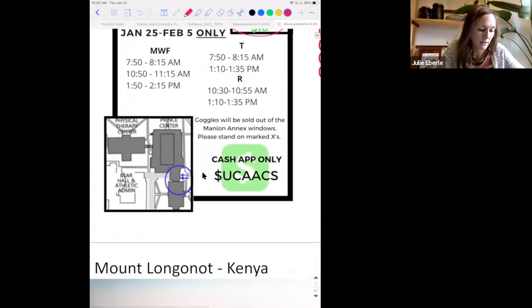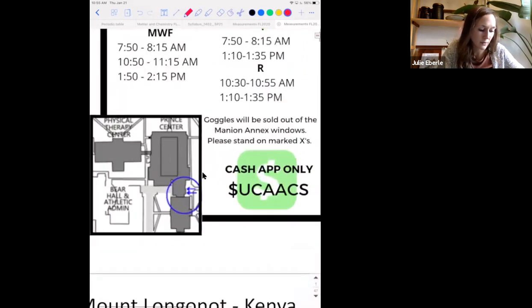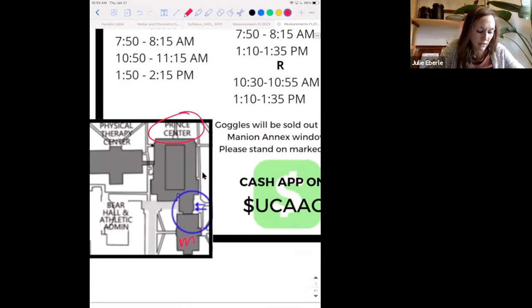Okay. Here is the Prince Center. And then here is Mannion Hall. And the annex is right there. There's a little sidewalk that juts in. If you're walking behind Torsen Library and you just walk right across the road, you'll bump right into the annex if you just keep walking, okay?